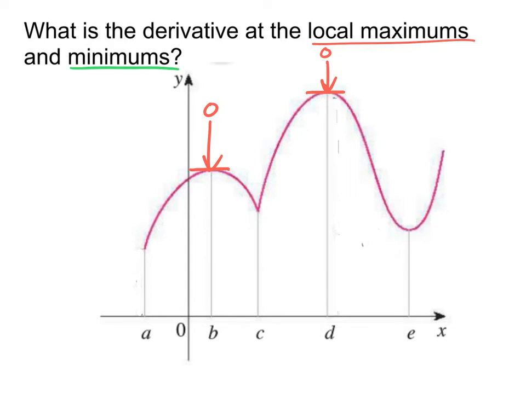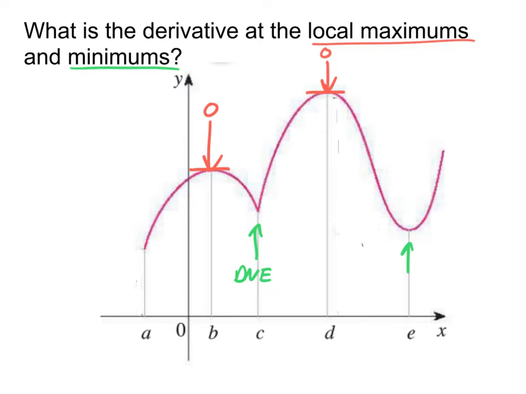All right, what about at the minimums? Well, we got a local minimum here at C, and we have a local minimum here at E as well. What is the derivative at C? Well, actually, this is almost a little bit of a trick question. There is none. It's not 0. There is no derivative at point C. The curve at point C is a corner on the curve. And so remember that at corners, our graph is not actually differentiable.